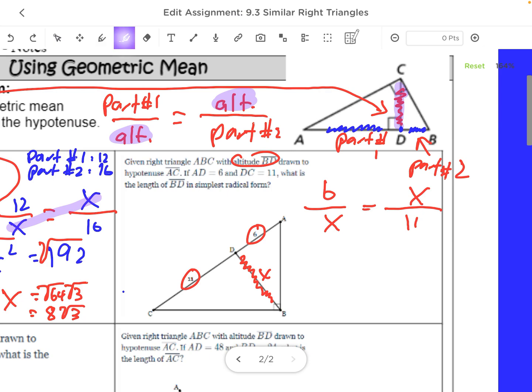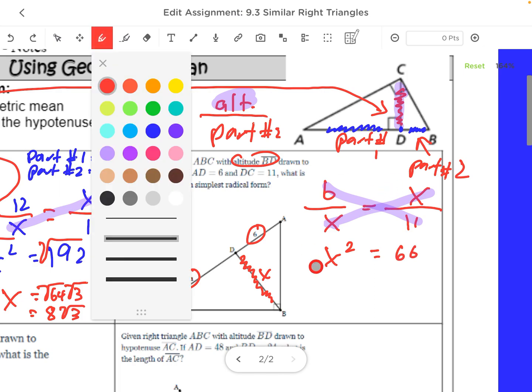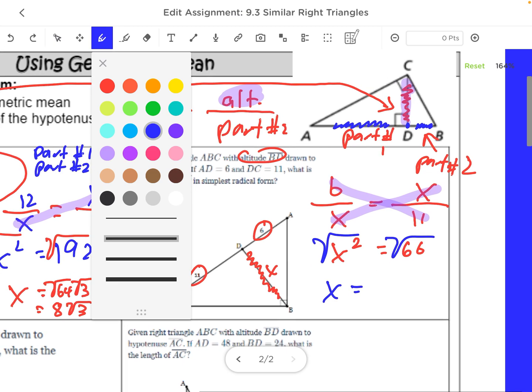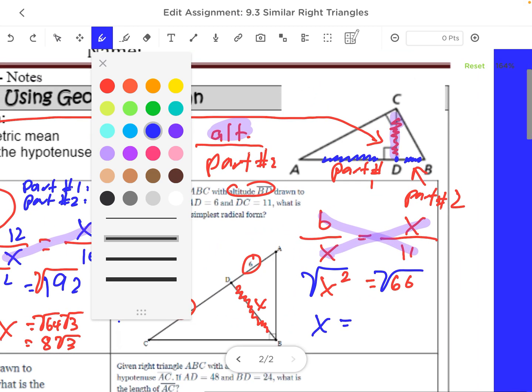Now just keep it going, right? x times x gives us x squared. 6 times 11 all day we know is 66. Now let's see if you can simplify this. Let's try that out. Hopefully you tried. So that's x squared equals 66. Now let's try to find the largest perfect square that goes evenly into 66.